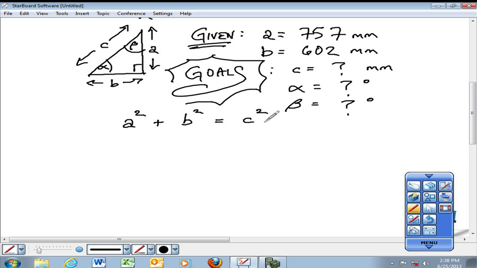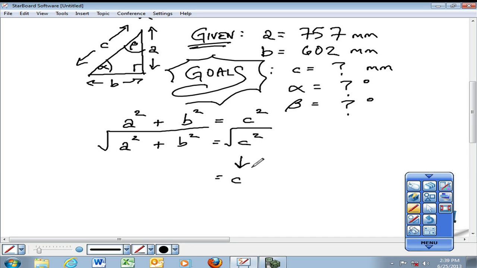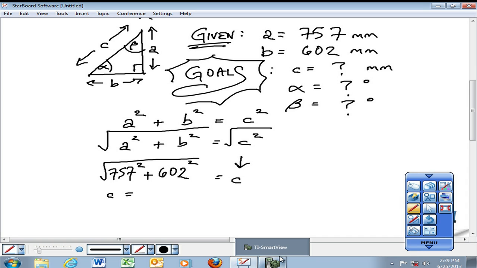So if you wanted to solve for C, that's one of our goals, then to both sides of this equation, remember what you do to one side, you've got to do to the other, take the square root. The square root of anything squared, out pops that thing. So there's our C. And on this side, we're going to square A, which is given to us as 757, and B, 602 squared. And when you work this out on your best friend, in other words, get your calculator.